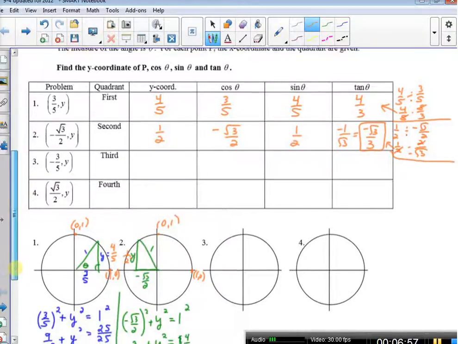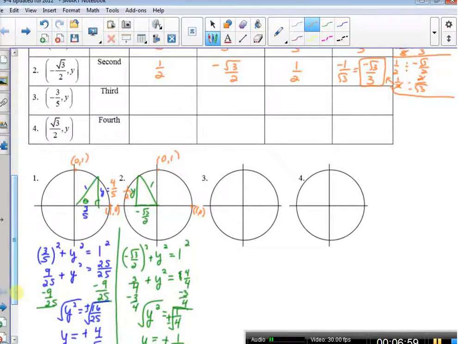Next one, I'm in quadrant 3. So I have negative 3/5. I'm going to go over negative 3/5. And I'm in quadrant 3, so I'm going to go down y. So now here's y, and then I'm going to go back because my radius is 1 because I'm on the unit circle. I forgot to put in my little right angles there.